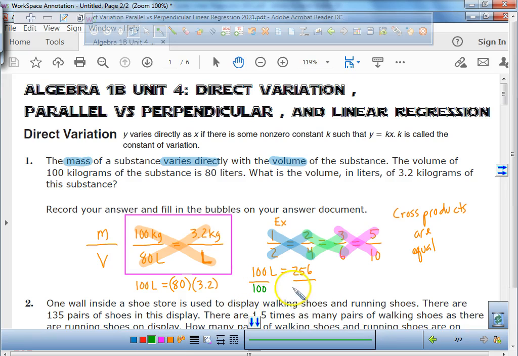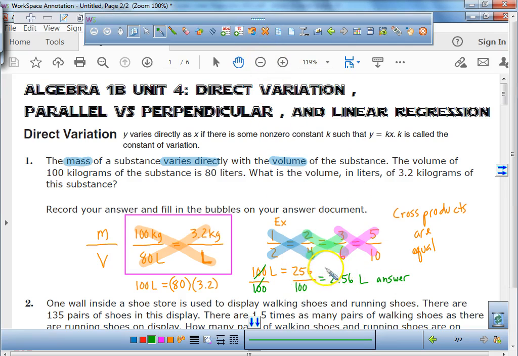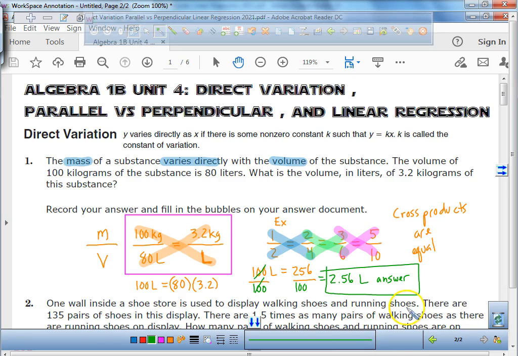100. Why are we dividing both sides by 100? Because we want these to cancel out. And when you do that, you end up getting 2.56 liters, which is the answer. So the answer to this problem, guys, the answer to this big little problem is just 2.56. And in your answer document, you'd have to bubble it in: a 2, a decimal, a 5, and a 6.